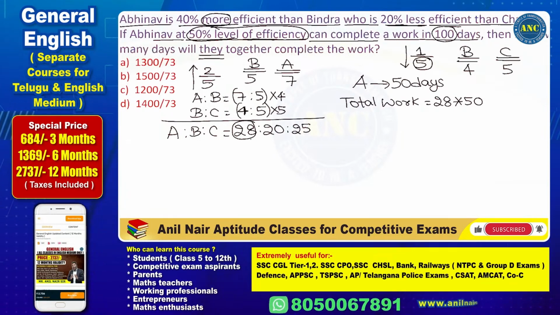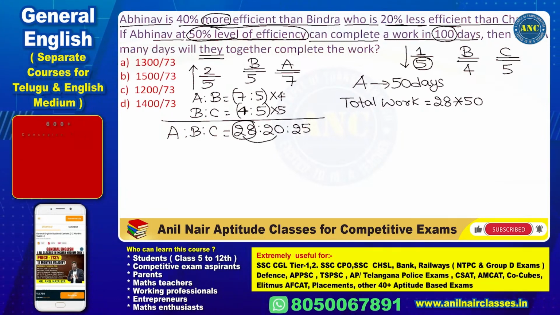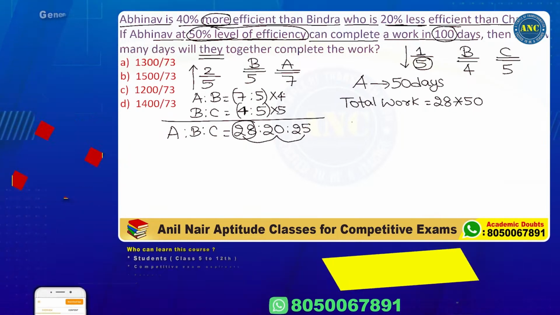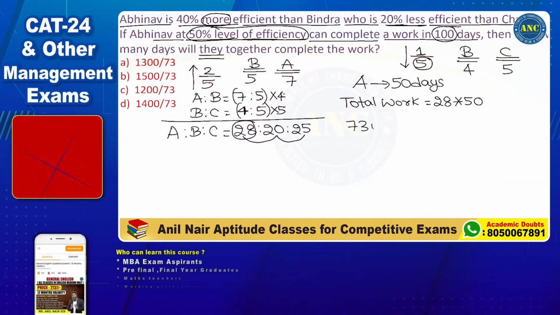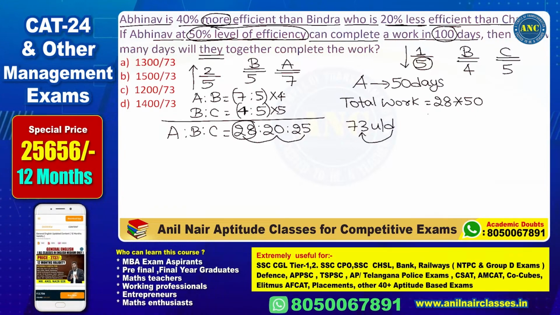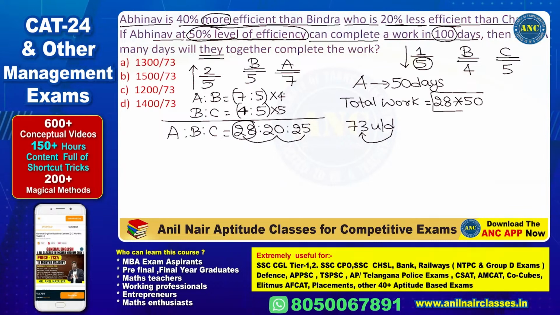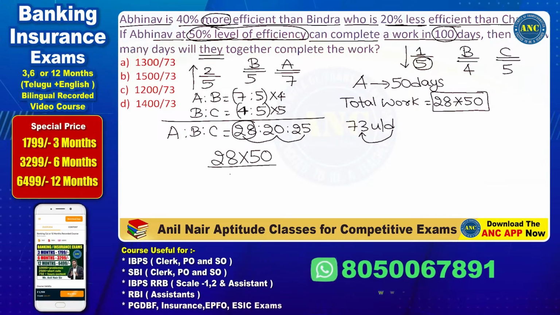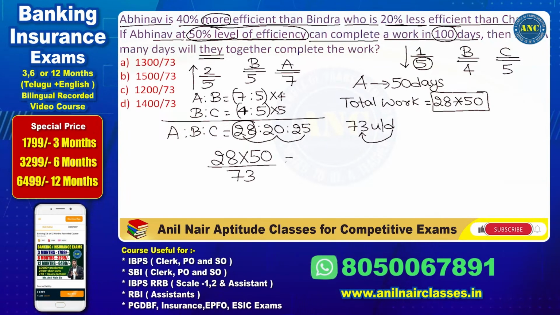All the 3 people's efficiency is 28 plus 20 is 48, 48 plus 25 is 73. That means 73 units per day is the capacity of all the 3 people. In 1 day, they can distribute 73. To distribute 28 into 50 chocolates, they will be taking how many days? Answer is 28 into 50 divided by 73.